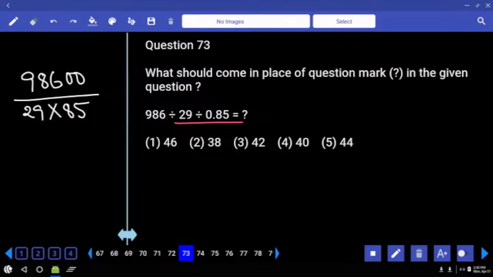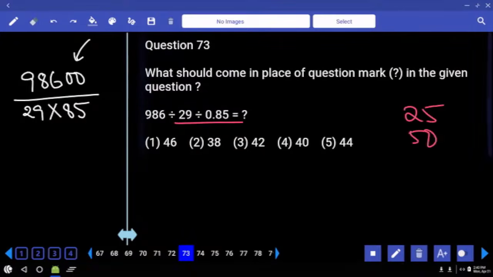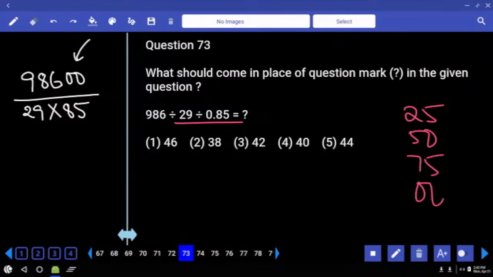Right. Now, numerator, last 2 digits, 2 zeros. So is it a 5 multiple? Is it a 5 square multiple? Come on. 5 square multiple ends with 25, 50, 75, 2 zeros. So numerator, is it 5 multiple or 5 square multiple?